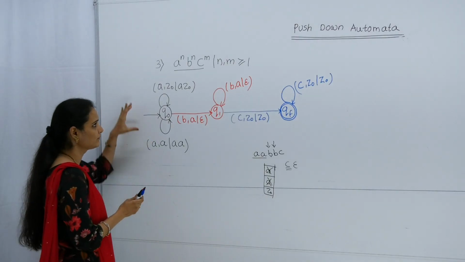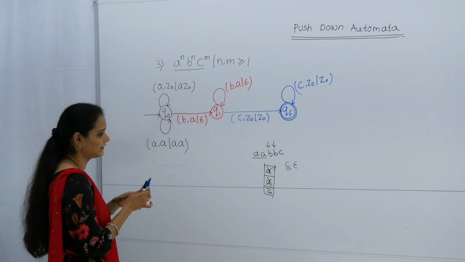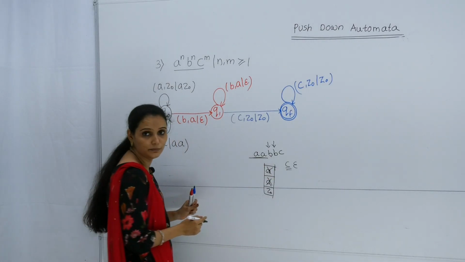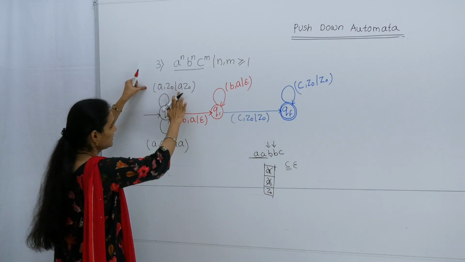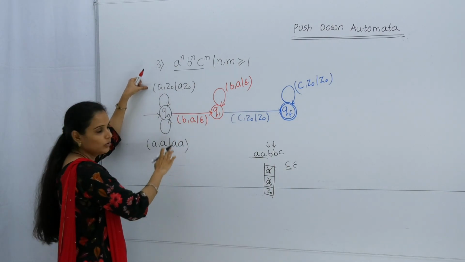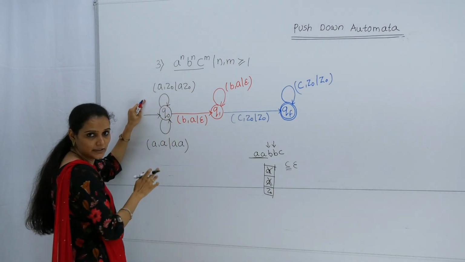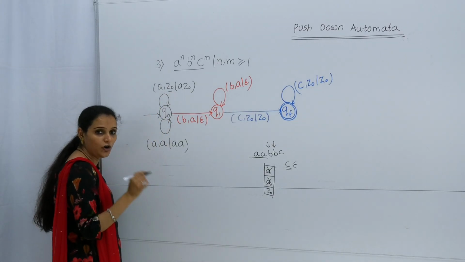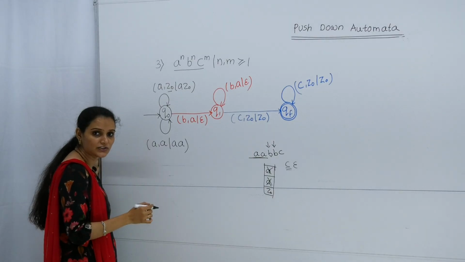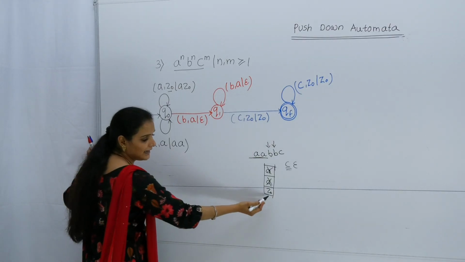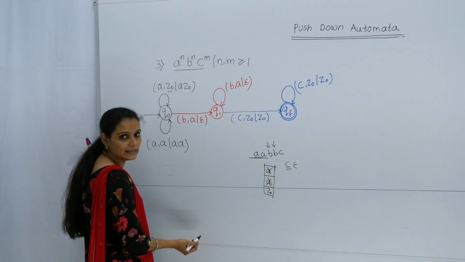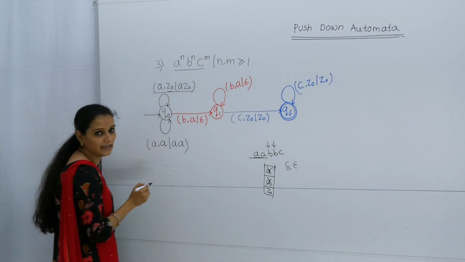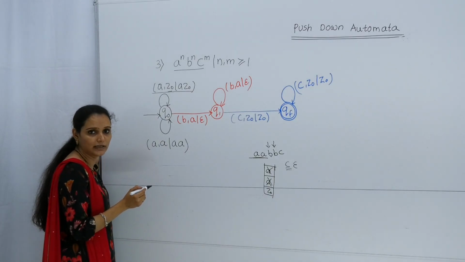Now we will see the state transition diagram for this. For the first a's to be pushed into the stack, we have written these two conditions. The first a will be pushed into the stack when the top of the stack is Z0, meaning we always enter the first a when the stack is empty. For entering the first a into the stack, we use that particular condition.